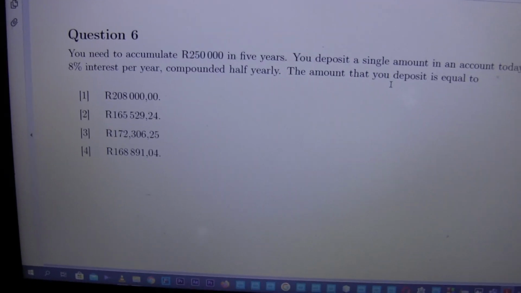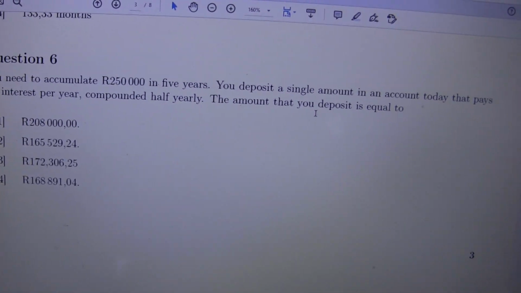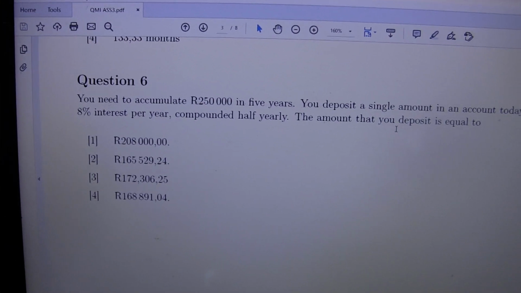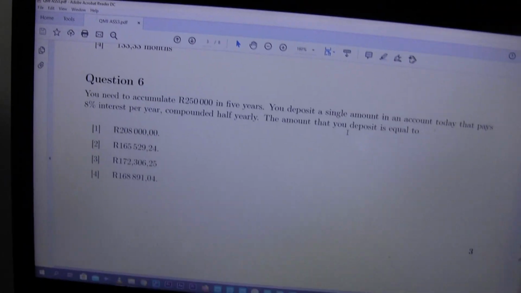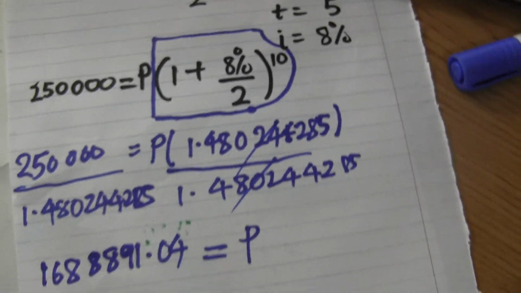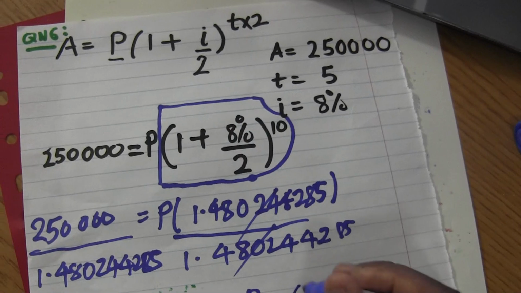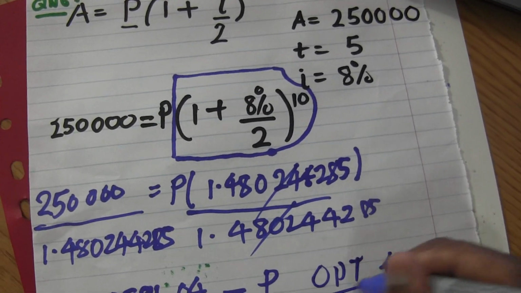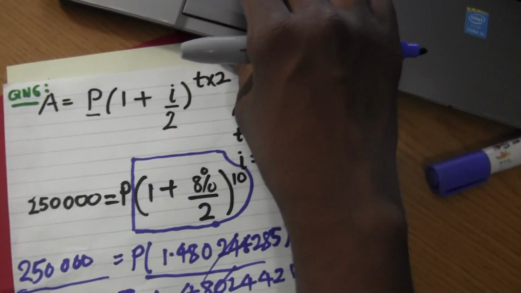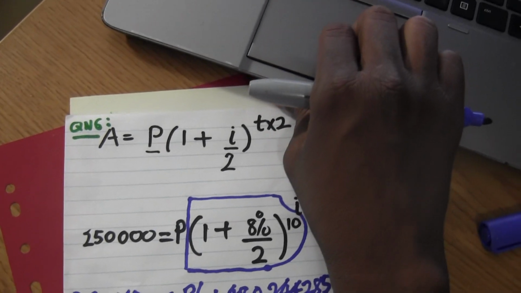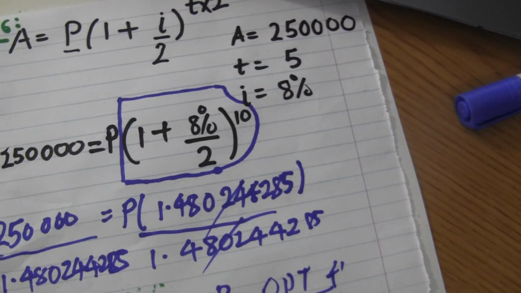That's the amount I'm going to invest. If I come to the options here, question 6 gives me option 4. So my answer for question 6 is option 4. Now I go to the next question. Now I go to question 5. So question 5 is more of the future value and present value of annuity.